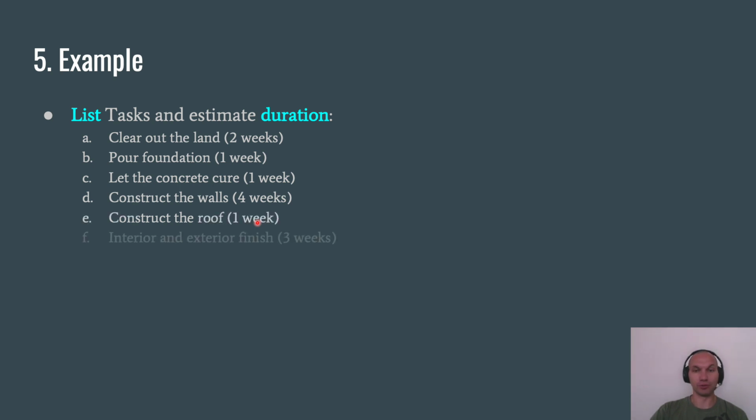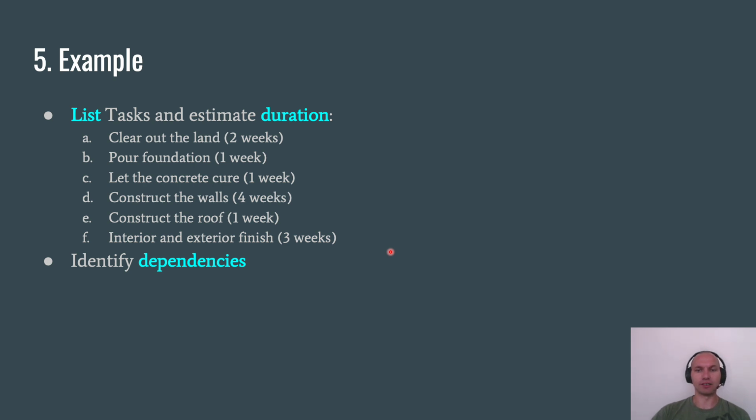After the walls, we'll build a roof. After the roof, we'll do the interior and exterior finishes on the house, and then the house should be complete. Of course, I omitted a bunch of steps along the way, like putting in plumbing, electrical work, siding, whatnot. But this would give you a nice brief overview of the steps that are usually taken to build a house.